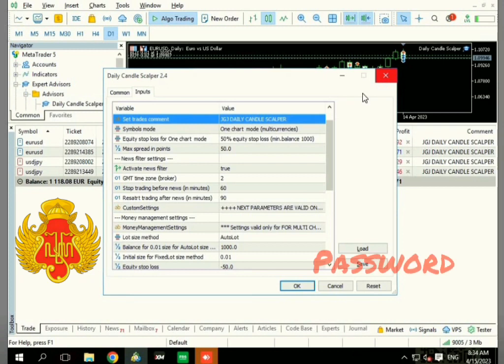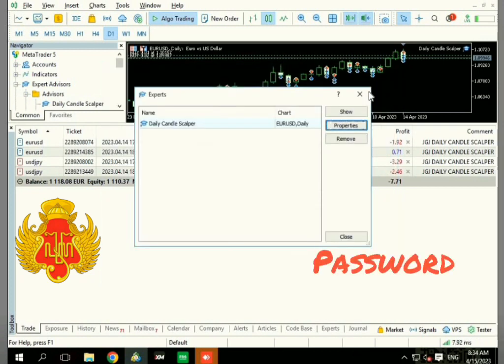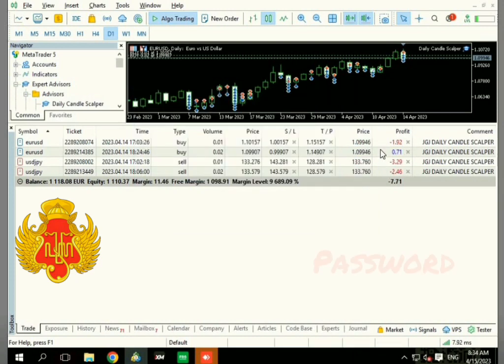Minimum deposit $1,000 or equivalent in other currency. Leverage minimum 1 to 100, 1 to 500 recommended.